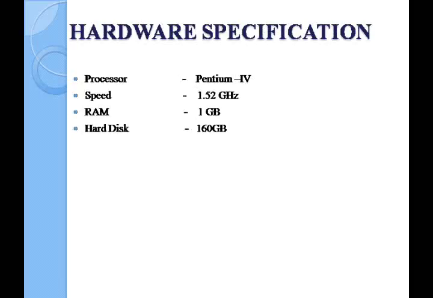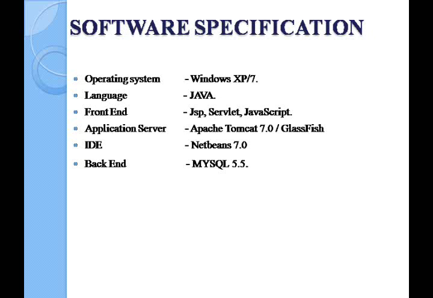Now let's see the hardware specification. Processor used is Pentium 4, speed 1.52 GHz, RAM 1 GB, hard disk 160 GB. Next, the software specification. The operating system used in this project is Windows XP or Windows 7. Language used is Java. Front end we use JSP, Servlet, JavaScript. Application servers used are Apache Tomcat 7.0 or GlassFish server. The IDE we use is NetBeans 7.0 and the backend of this project is MySQL 5.5.